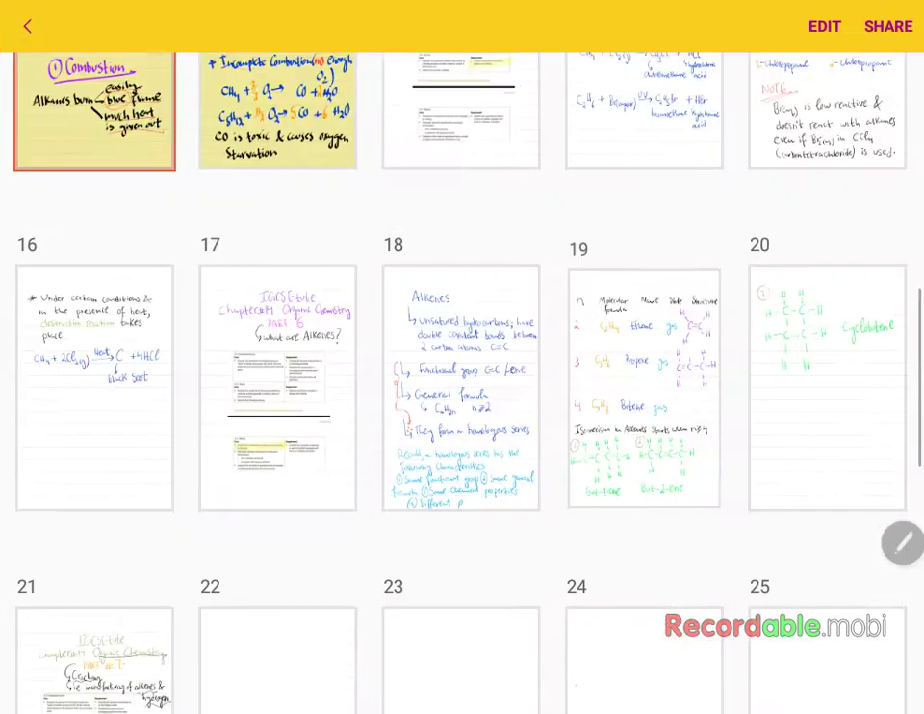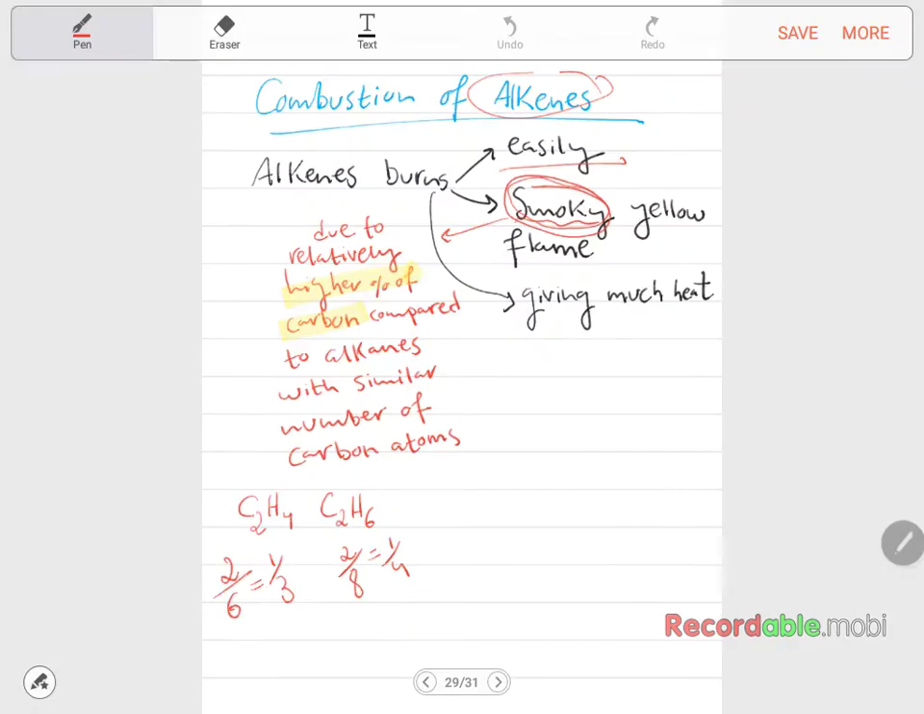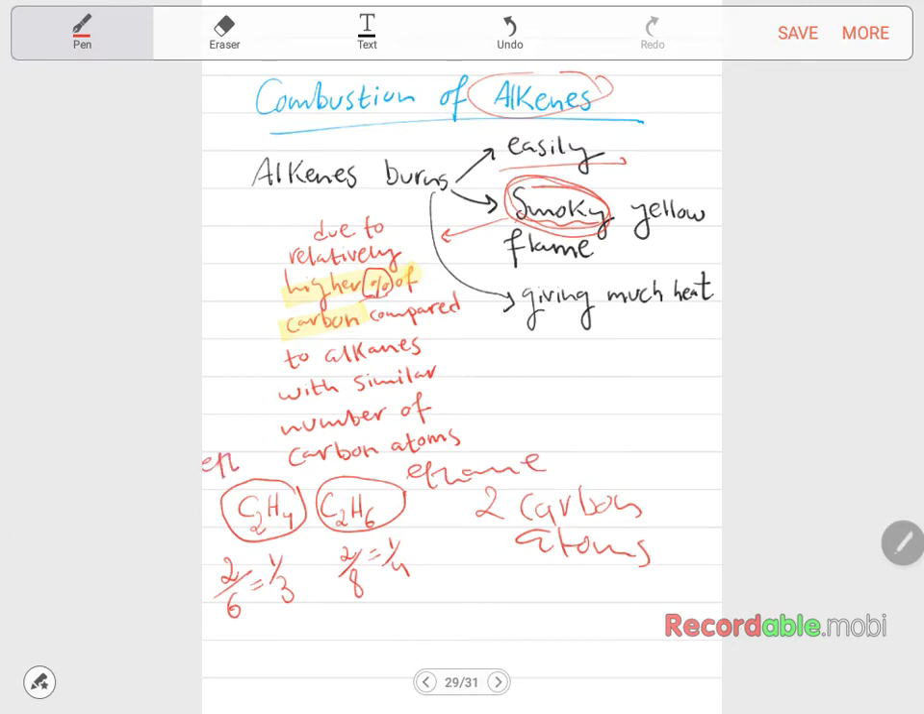So why is it that alkenes, when they burn, give us a smoky flame? That's due to a relatively higher percentage of carbon compared to alkanes with a similar number of carbon atoms. So what does that mean? If we have 2 carbon atoms, this will give us an alkene. The alkene with 2 carbon atoms is ethene, and the alkane with 2 carbon atoms is ethane. So this is ethane, and this is ethene.